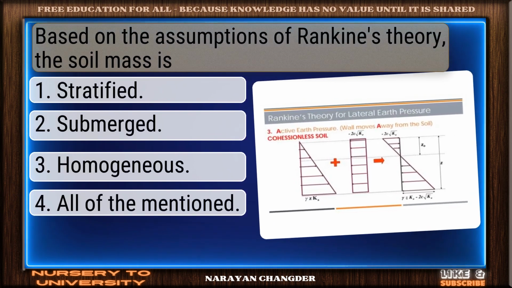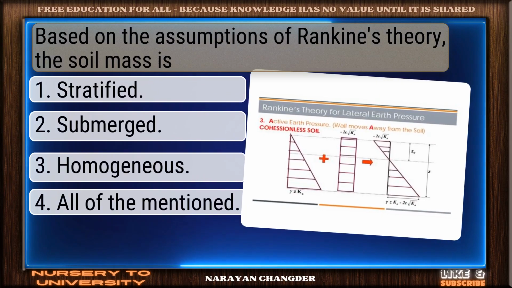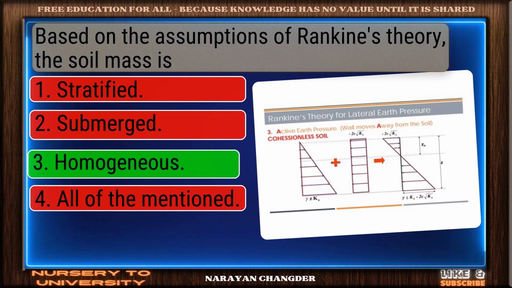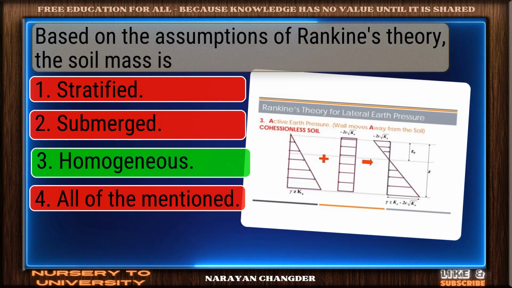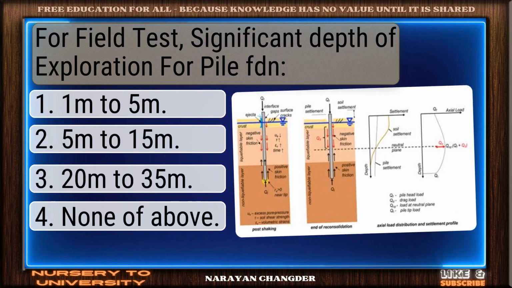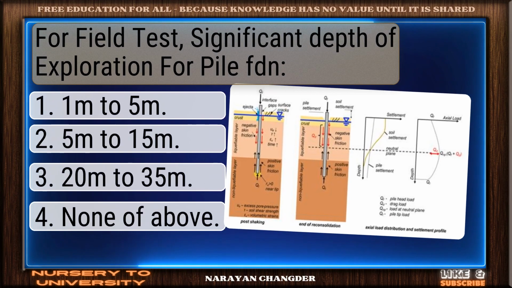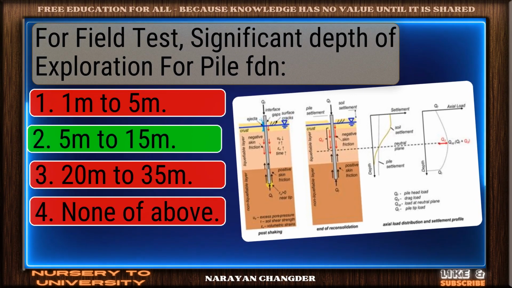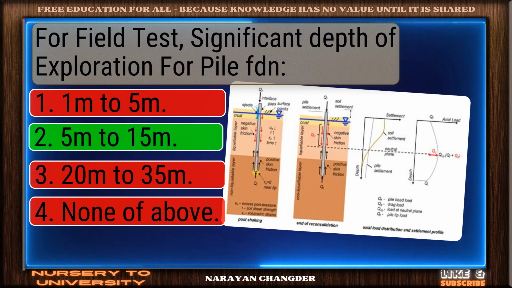Based on the assumptions of Rankine's theory, the soil mass is dash. Excellent. Homogeneous is a brilliant choice. For field test, significant depth of exploration for pile 15. Right choice. FIMEM to WinCMEM is the best answer.